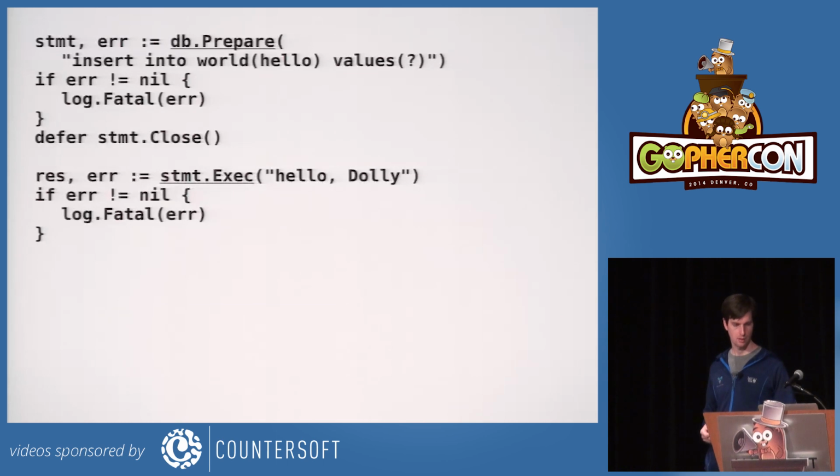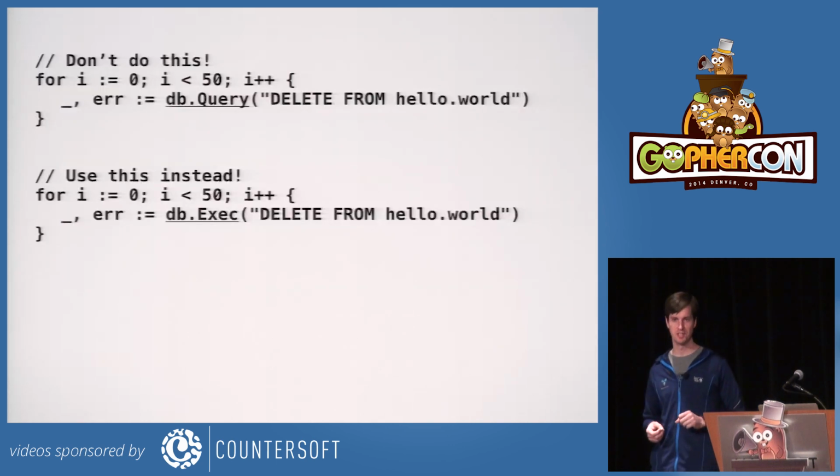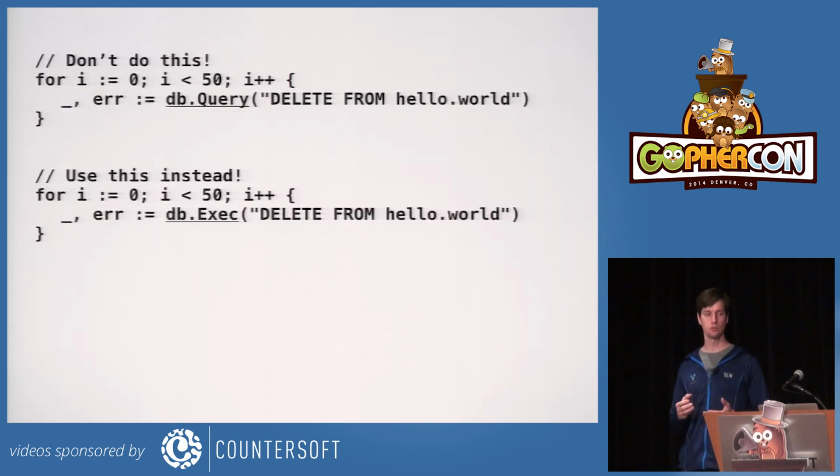I have a slide on this a little bit later. Let's see, this is the slide. I should have moved this slide a little earlier. So if you do db.query delete something or other, it's going to return a rows, a result set. Now, the driver and the database SQL package don't know that a delete doesn't return any rows.